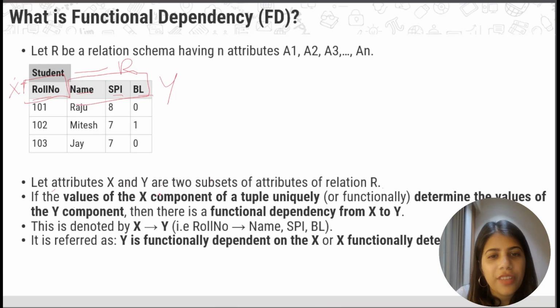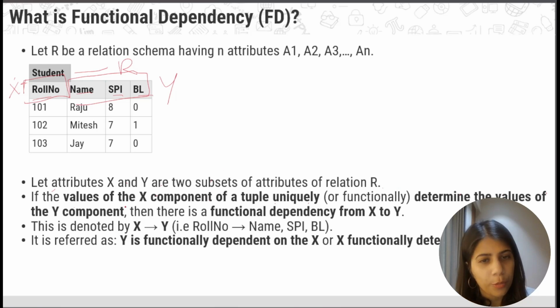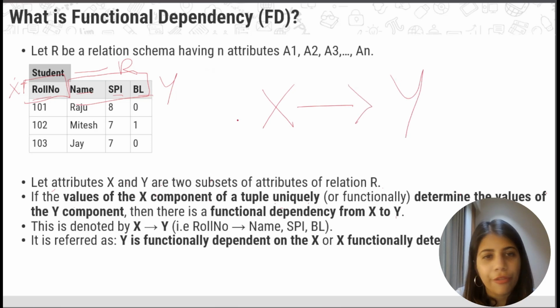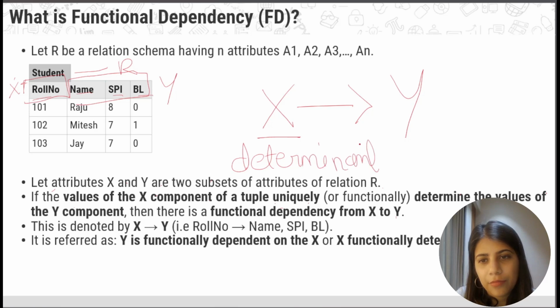So if the values of the X component of a tuple uniquely or functionally determine the values of the Y component, then there is a functional dependency from X to Y, which means on the basis of X, if I can determine the values of Y, then it is called as functionally dependent. So this value is determinant and this value is dependent.